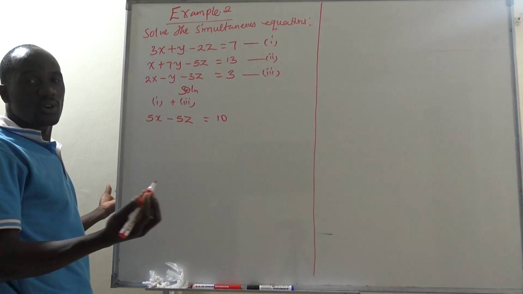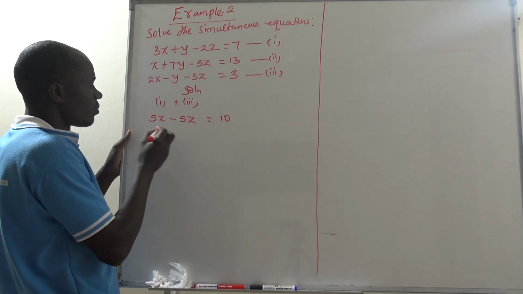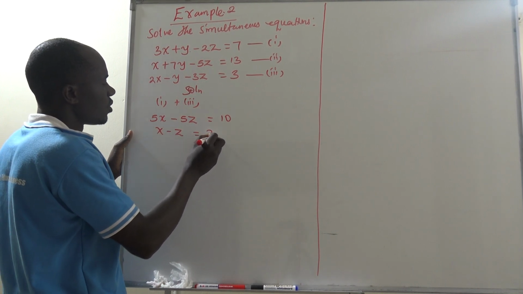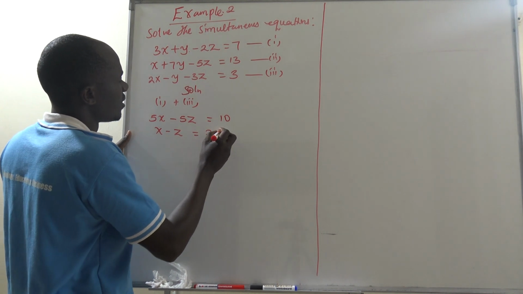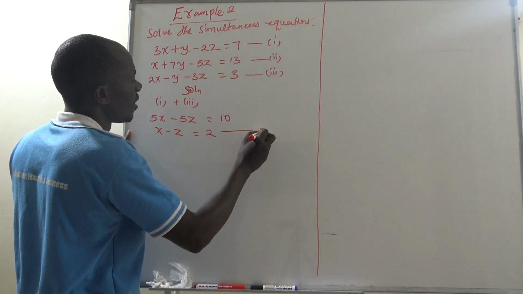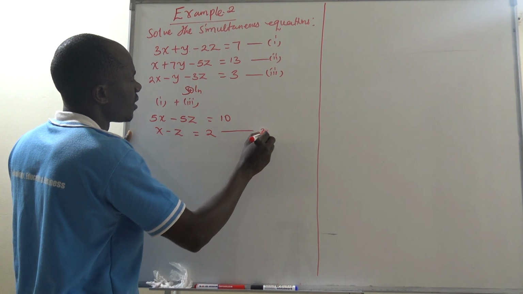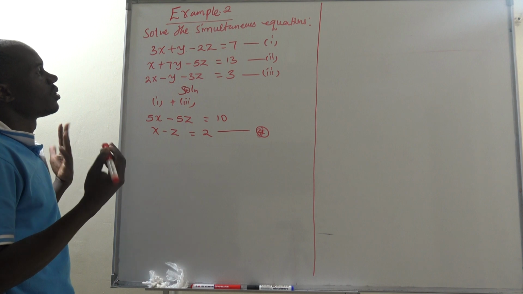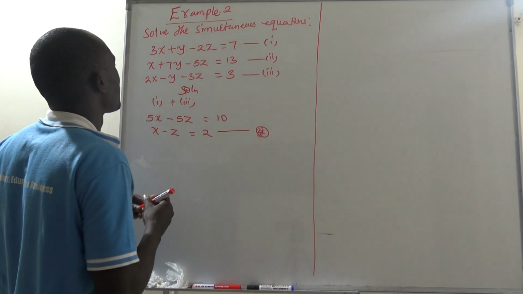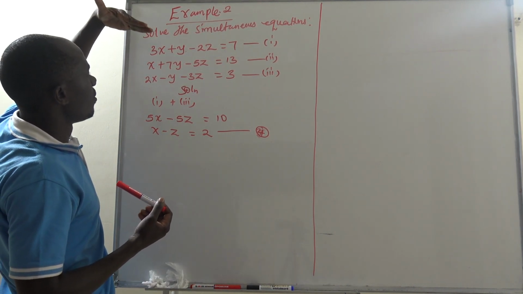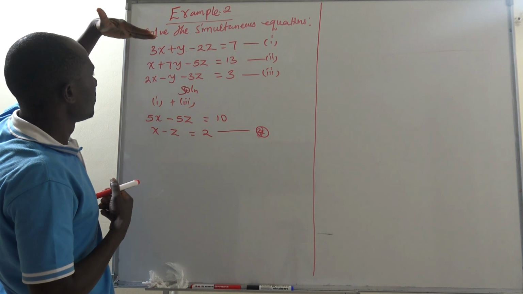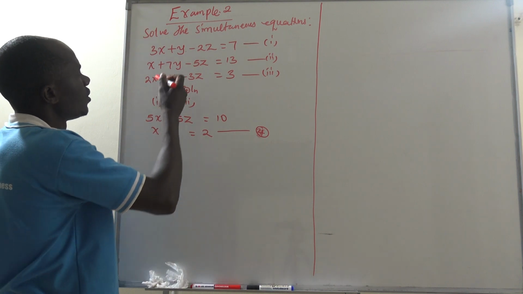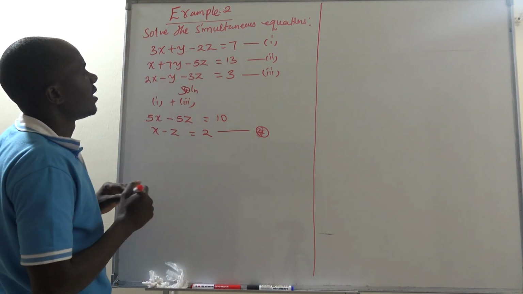Still, 5 can go throughout. Dividing by 5, I remain with x - z = 2. I can say this is equation 4. Still, I also look out for the ones which I can easily eliminate. Again, I look at equation 1. I can also look at equations 2 and 3.